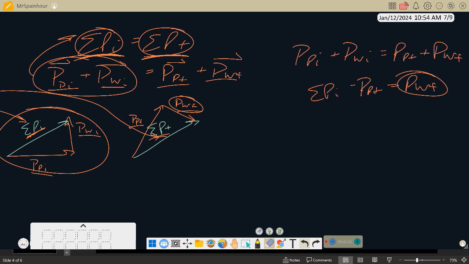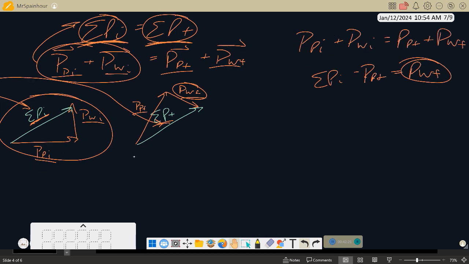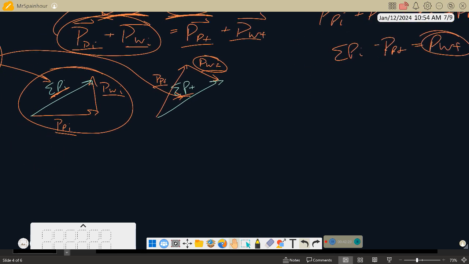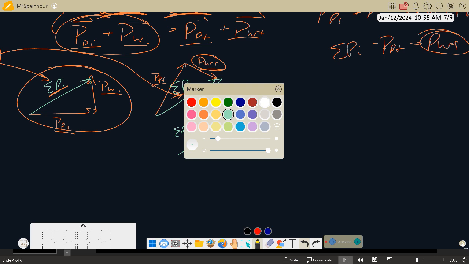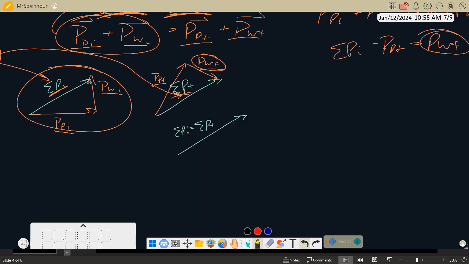Now here's what I just said, looking at the final triangle right here. Is everybody comfortable with this? So what I said was, if you take the final, which is equal to the initial through conservation of momentum, all I have to do is subtract a vector. How do you subtract a vector?